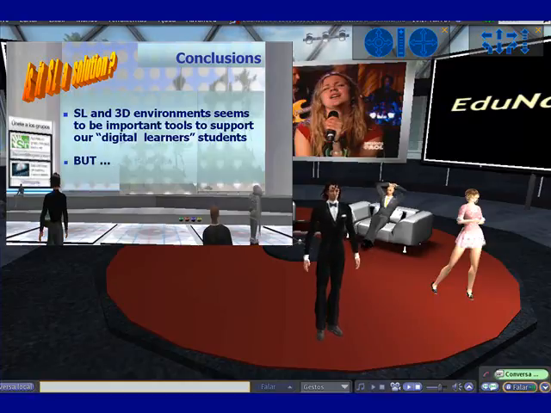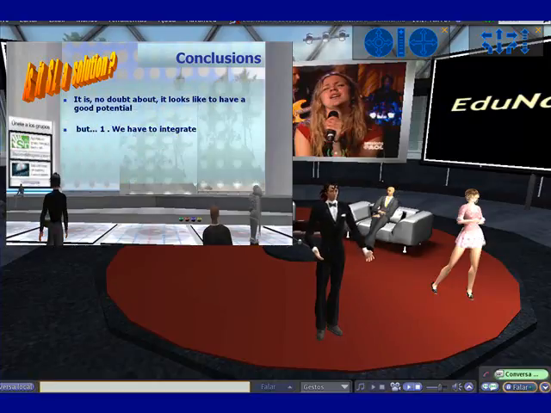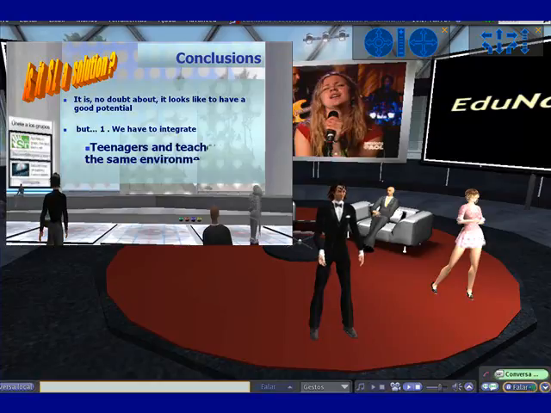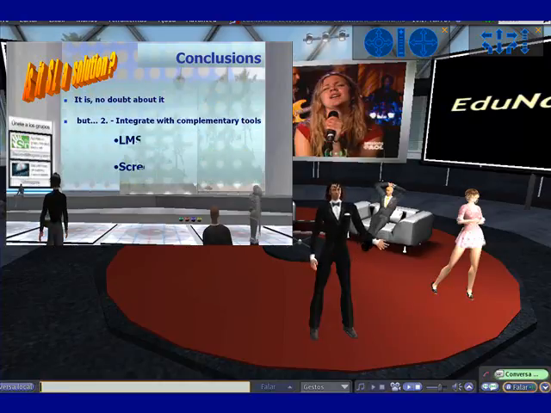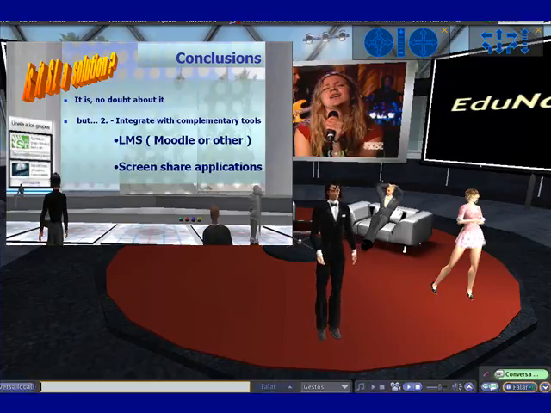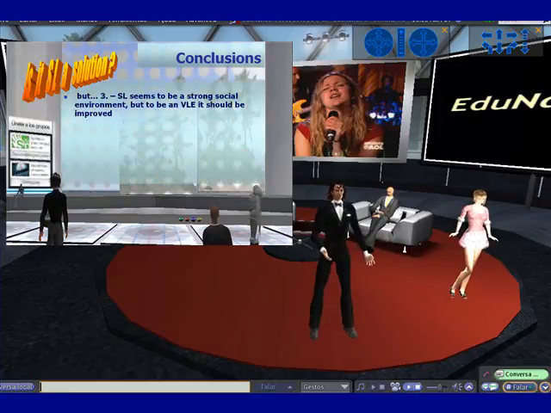Secondly, environments seem to be important tools to support our digital students. And we have to integrate teenagers and teachers in our environment. Otherwise, how can we teach if we have teachers on one side and teenagers on the other side, and it's very difficult to integrate all. And we have to integrate as well with other applications like LMSs, Moodle, Blackboard and other applications, and screen share applications as well.